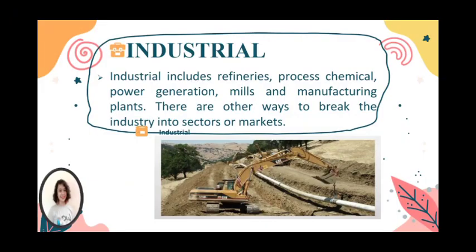Industrial includes refineries, processed chemical, power generation, mills, and manufacturing plants. There are other ways to break the industry into sectors or markets. So this is what the industrial looks like.